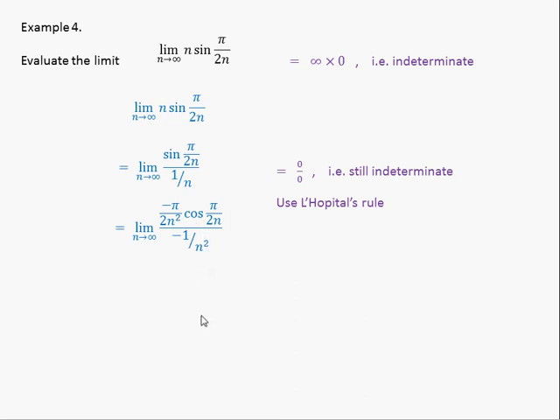If you look at this carefully, the negatives will cancel out, the 1 on n squareds will cancel out, so you're left with the limit as n approaches infinity of pi over 2 times cos pi over 2n. Pi over 2 is just a constant, so we can take that outside. And now I can substitute in my limit here, so pi over 2n as n goes to infinity will give you 0, so cos of 0 is 1, so it's pi over 2 times 1. Pi over 2 is the answer.